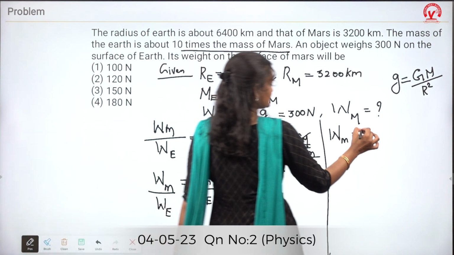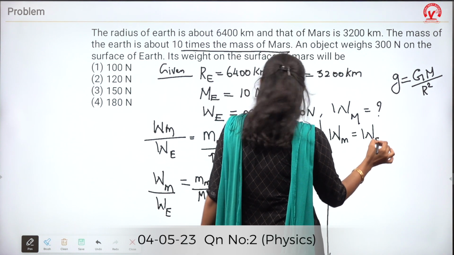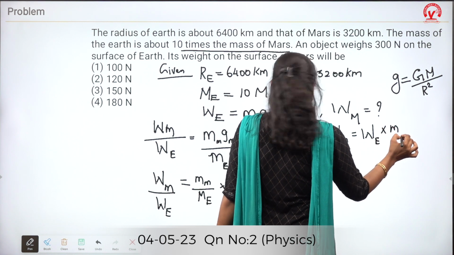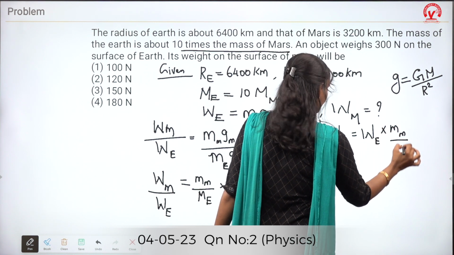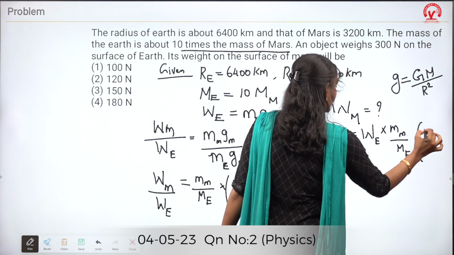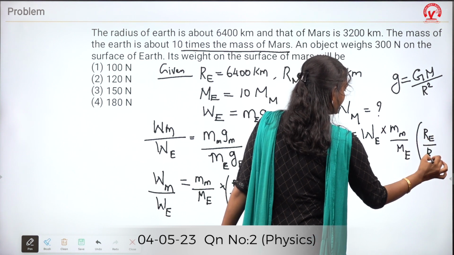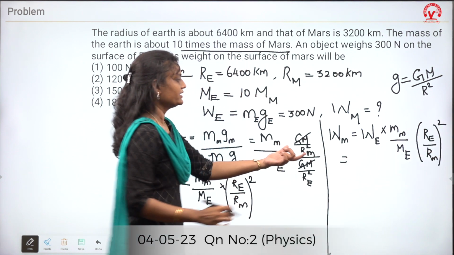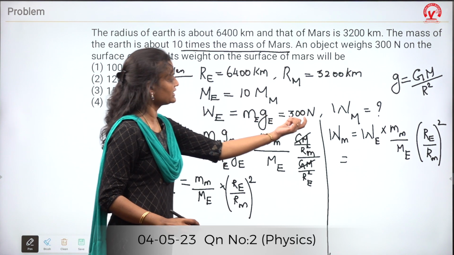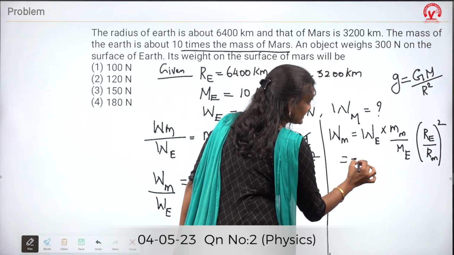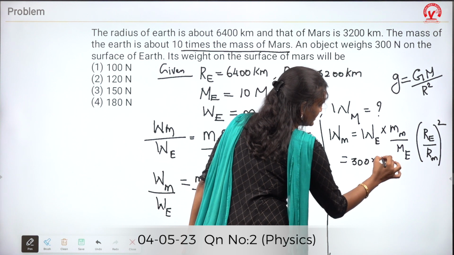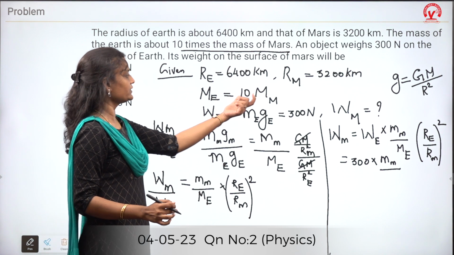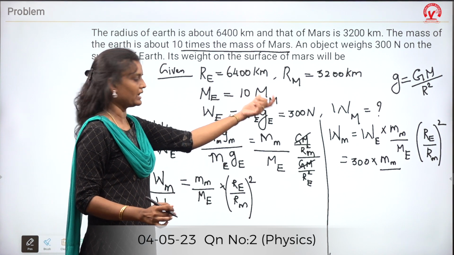So Wm is equal to, this is Wm by We, this equation. Now this can be written as We, weight of earth, into M divided by Me, into Re divided by Rm the whole square. Now we know the weight of earth as 300 Newton. So 300 into M divided by Me. What is Me here? Me is equal to 10 into mass of Mars.